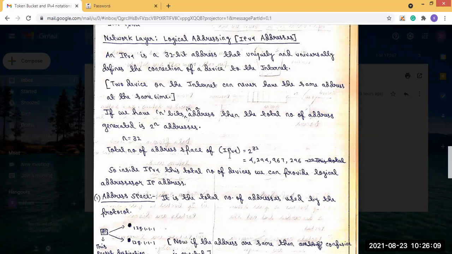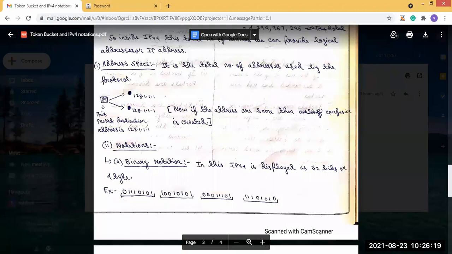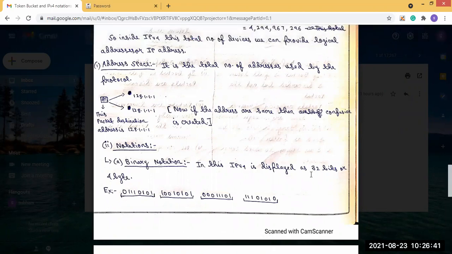Now for IPv4 addressing, some notations are also present. There are three types of notations: binary notation, dotted decimal notation, and hexadecimal notation. In binary notation, IPv4 is displayed as 32 bits or 4 bytes.